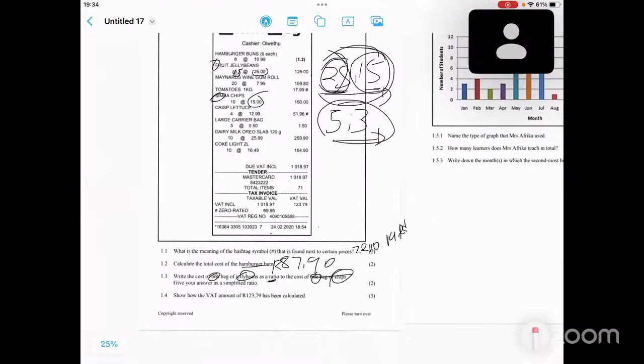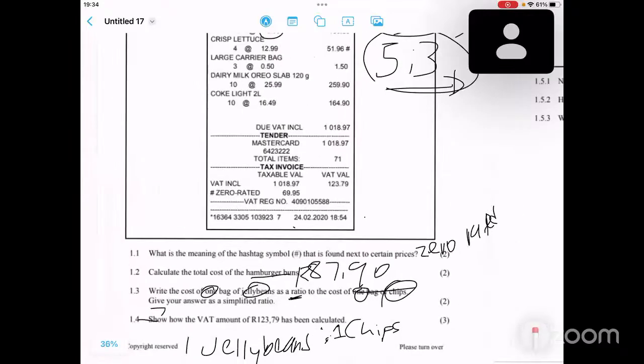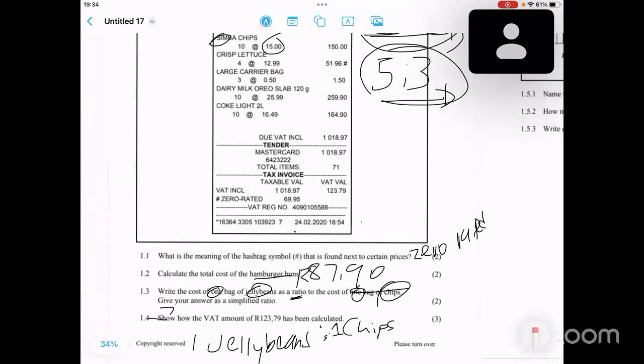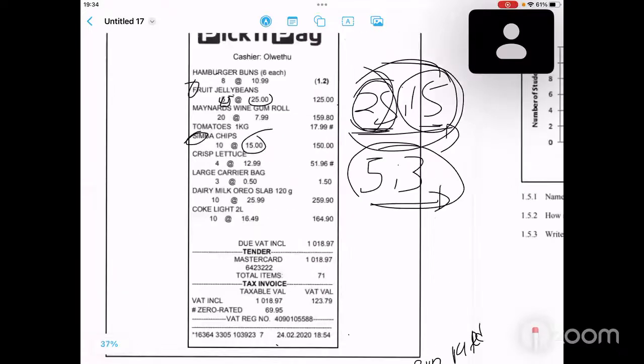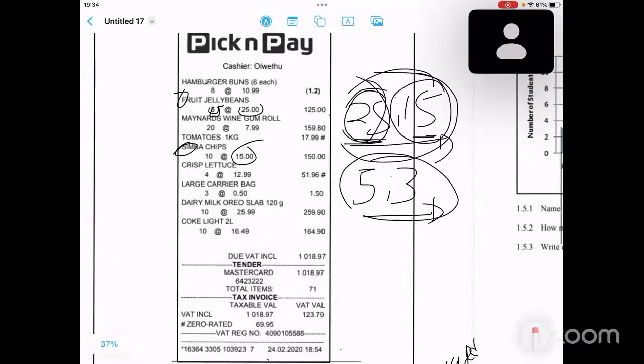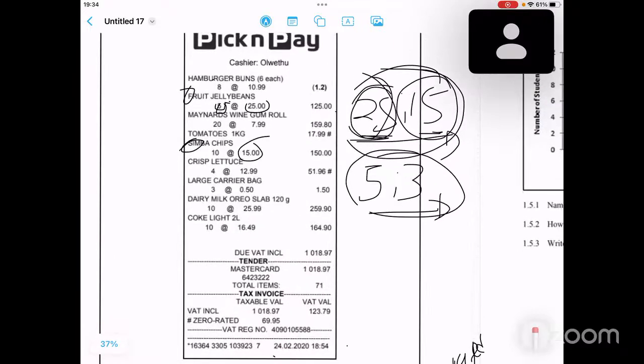Okay, I think we'll just have to do it in the next lesson. So now you see what we're going to do when we are doing VAT as a chapter, because it's going to be much easier when we are doing it from the VAT topic. What is happening here? You see, we're having hamburger buns, which is 10.99 each, and we already calculated for it. And this one has VAT.